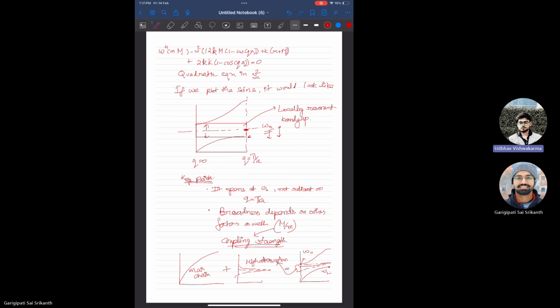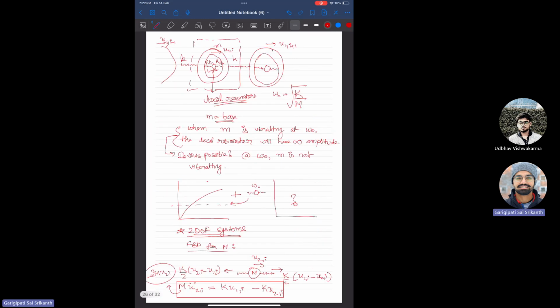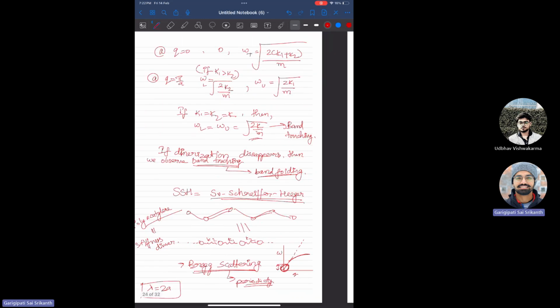So q equals pi by a is thinking in terms of the wave number perspective. It's the beginning of the out of phase motion across unit cells. It's an out of phase standing wave, and that is what the Bragg condition is. That's what we saw. Bragg condition is lambda equal to 2a.